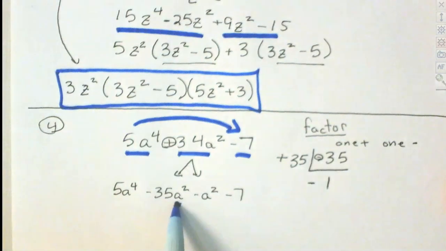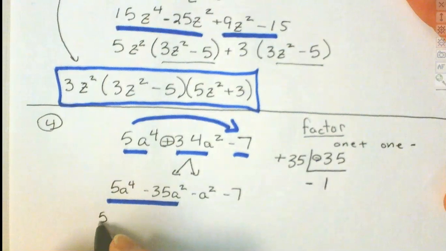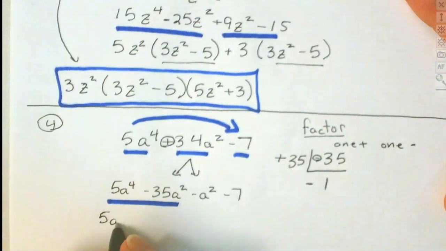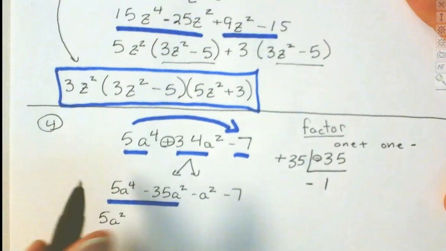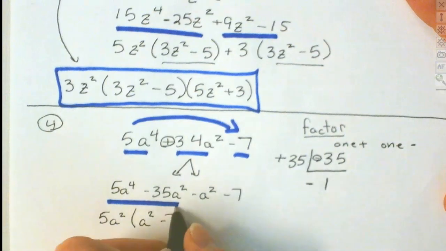Factor it now by grouping. And we're going to group the first 2 parts together. These have a 5 in common, and they also have an a. Now what's my smallest power? The lowest power of a is an a squared. So that's coming out. Always take out the lowest power in common. And if I take out a 5a squared, that leaves you then with an a squared minus 7.